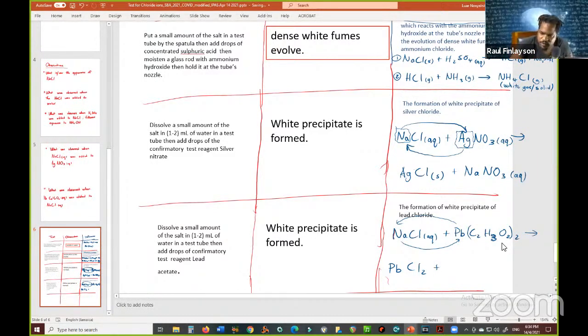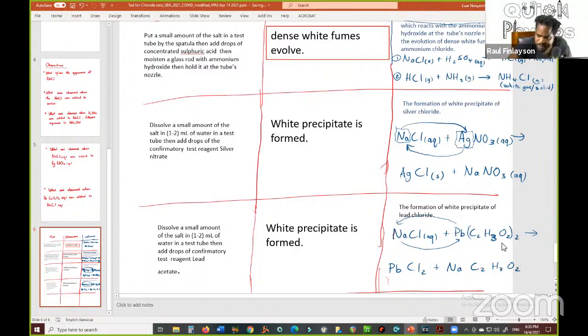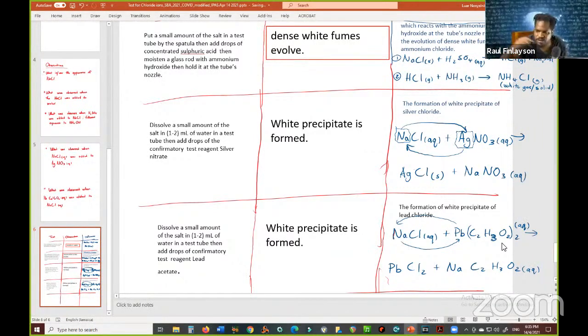Then sodium only gives up 1 electron, so it doesn't change the formula. It's going to be sodium acetate, which is NaC2H3O2, and this is soluble, so let's put aqueous there. Anything with acetate is aqueous as well, so all acetates are soluble. So let's go with that.